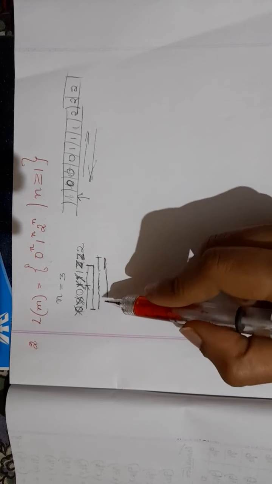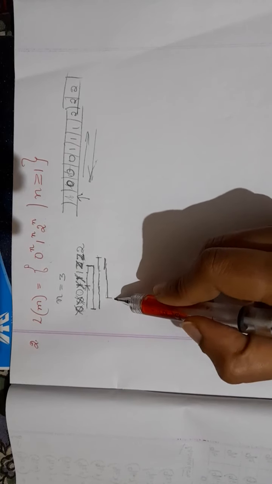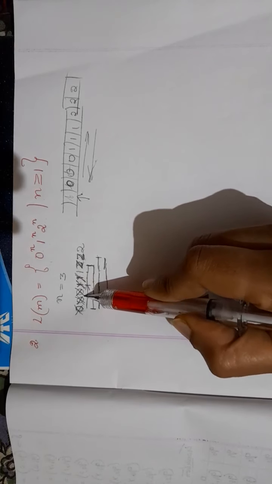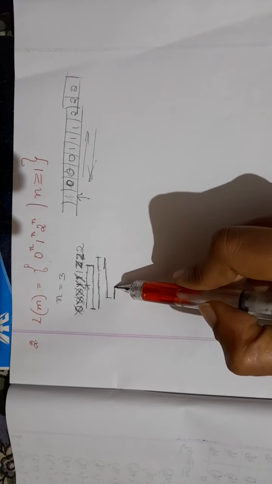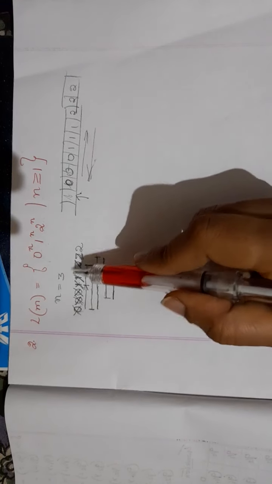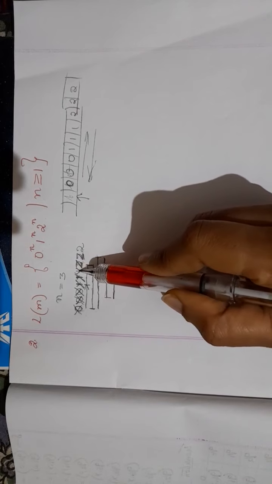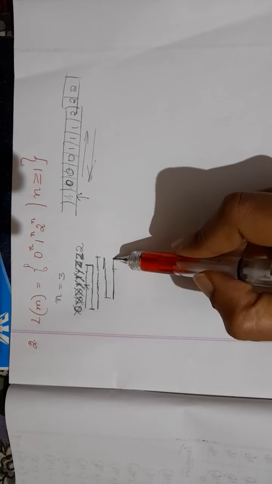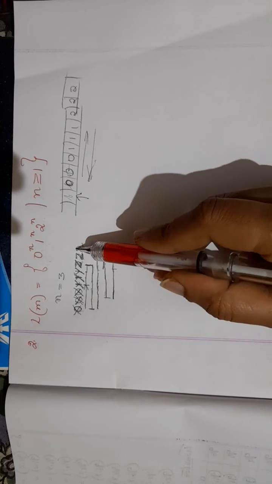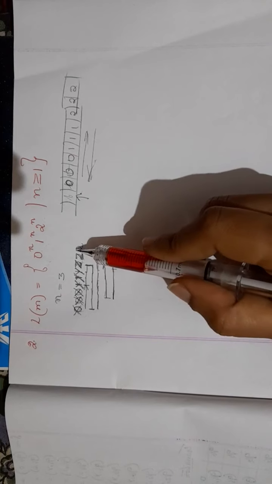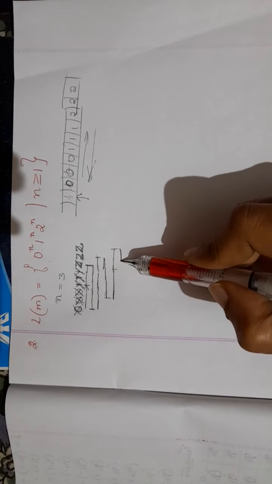You are reading an x here, stop, change the direction, 0, replace it with x. Y, move, you are reading 1, stop, change 1 to y, move right, z, move right, z, move right, 2. Now we are reading 2, stop here, replace 2 with z and then change the direction.